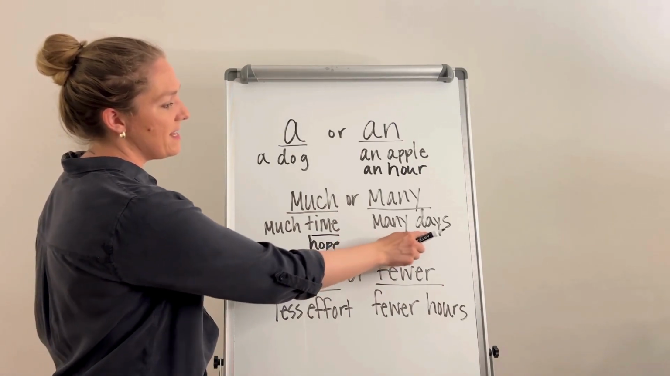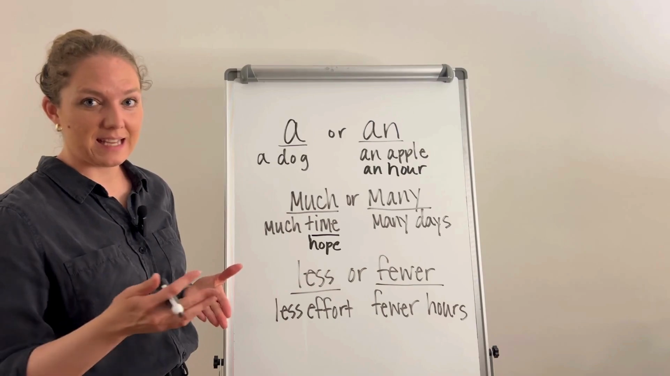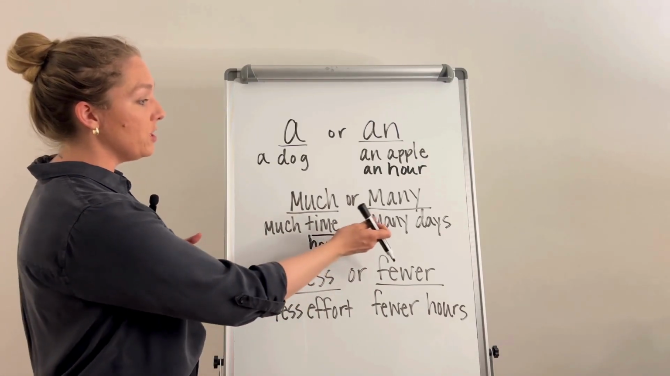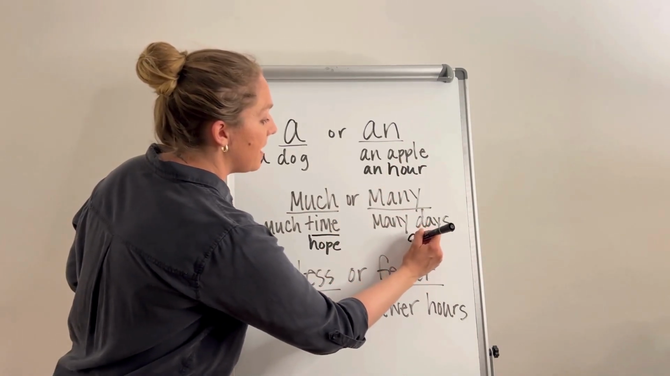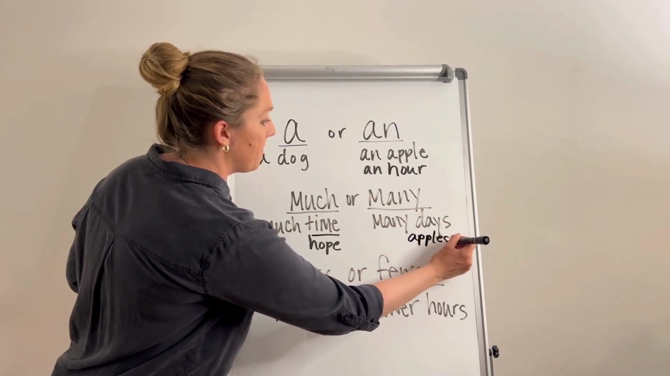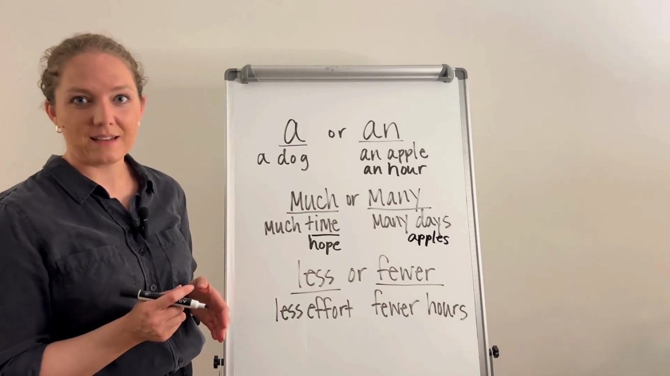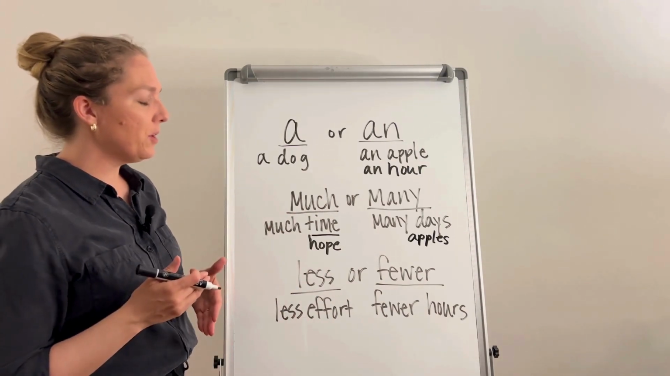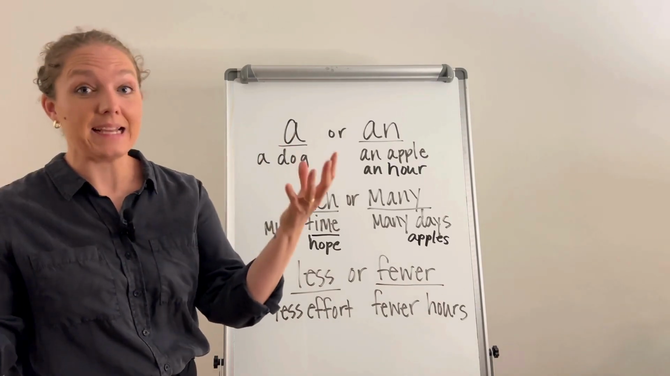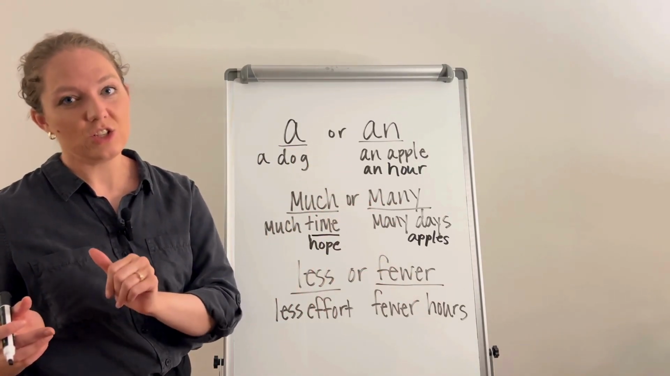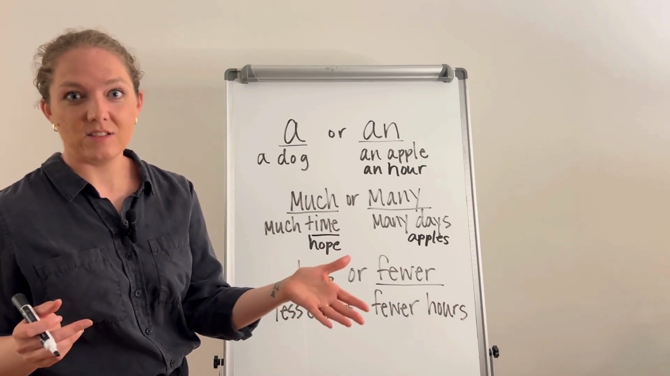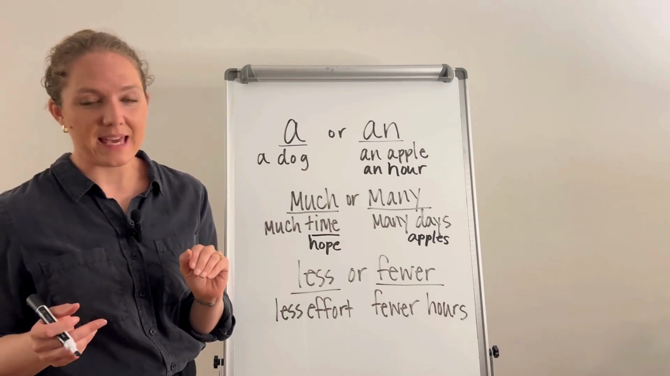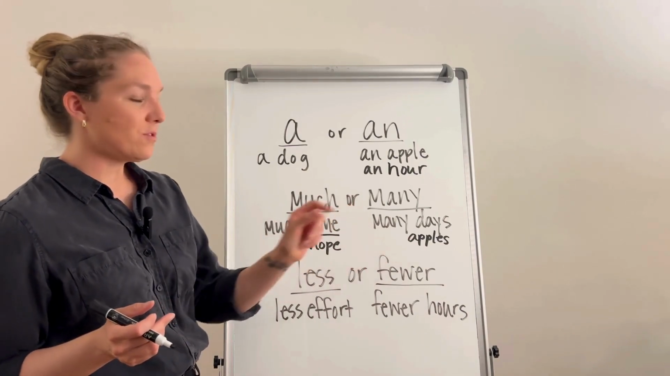So, for example, many days. You can count the days, 7 days, 8 days, 9 days. Another example of when you would use many, we could say many apples, because apples can be counted. You can count how many apples. Another thing would be many people, even something like many ideas, because you could count each idea, however many ideas you have. So much is used for things that cannot be counted, and many is used for things that can be counted.